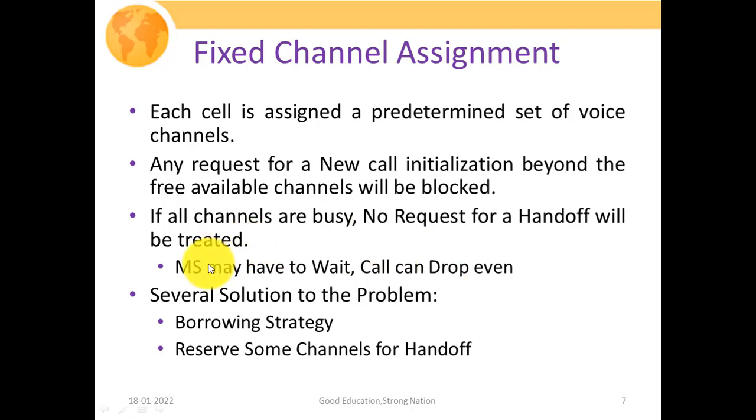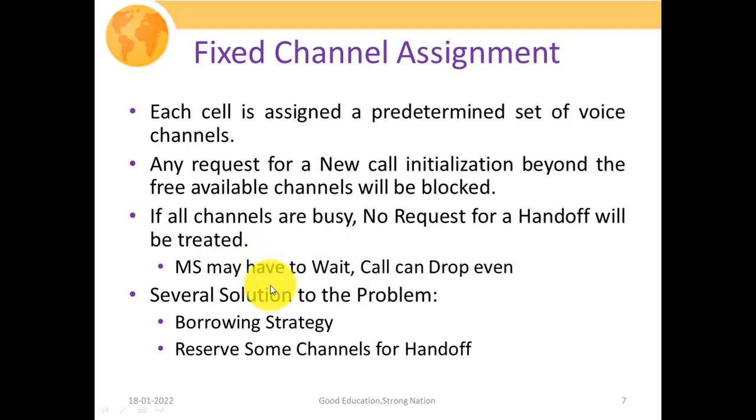So what option is left for a user who is requesting a handoff? That mobile station may have to wait, or the call may even drop. So either that particular mobile station has to wait for some time, and in the meantime, if any ongoing call ends, then it might get the access, and if for a small duration of time that does not happen, then that handoff call might even get dropped.